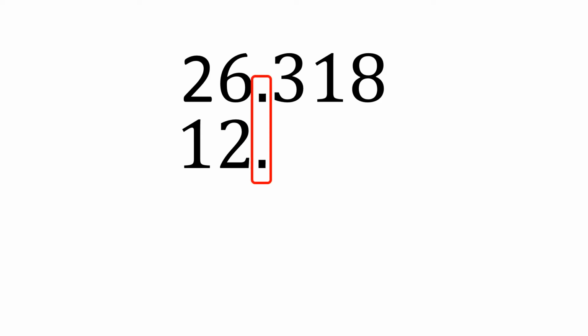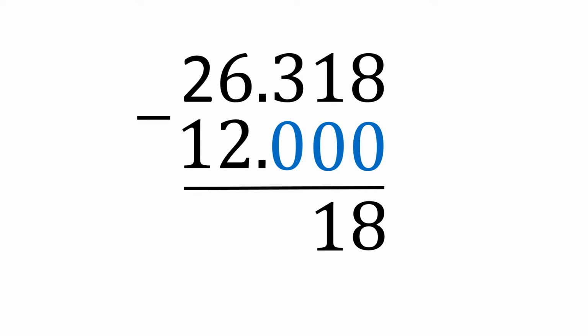And then we'll fill in the empty spaces with zeros. Then let's subtract. 8 minus 0 is 8. 1 minus 0 is 1. 3 minus 0 is 3. Copy the decimal point. 6 minus 2 is 4. 2 minus 1 is 1. So our answer is 14.318, or we can read it as 14 and 318 thousandths.